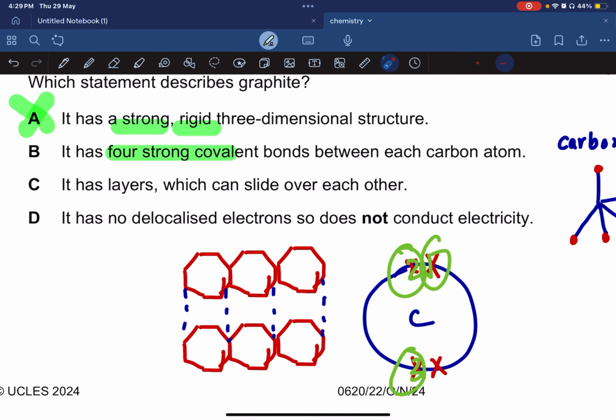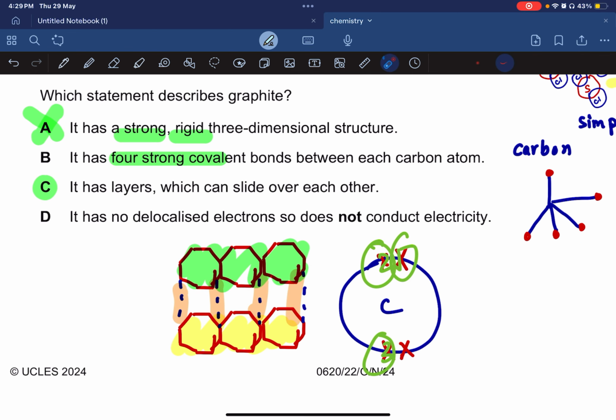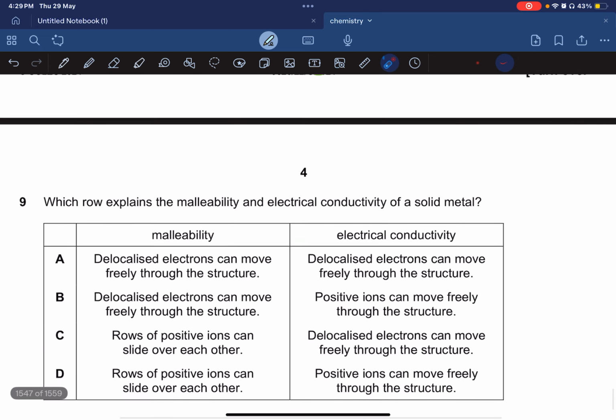Okay, it has layers which can slide over each other. That's correct, as we have seen that these are the layers. This one is the top layer, this one is the bottom layer, and because there are weak forces of attraction between them, they can slide over each other. Okay, the D statement is also wrong. It says there is no delocalized electron, but it has this 4th unbonded delocalized electron which can actually conduct electricity. So option C is the correct one.